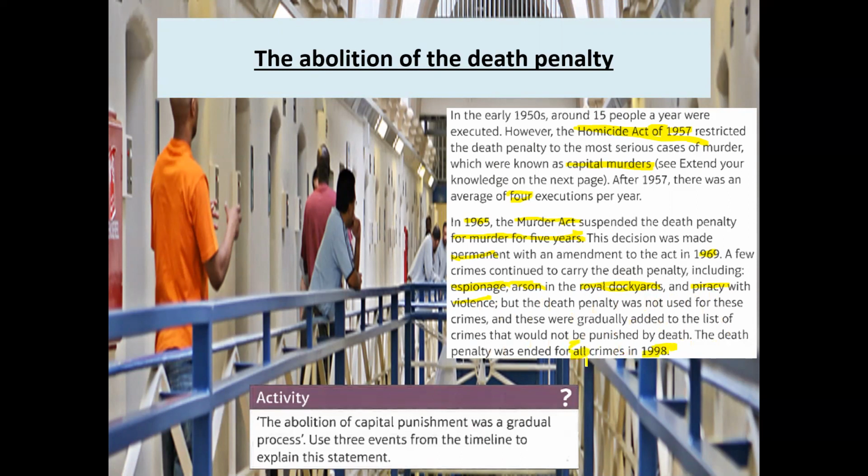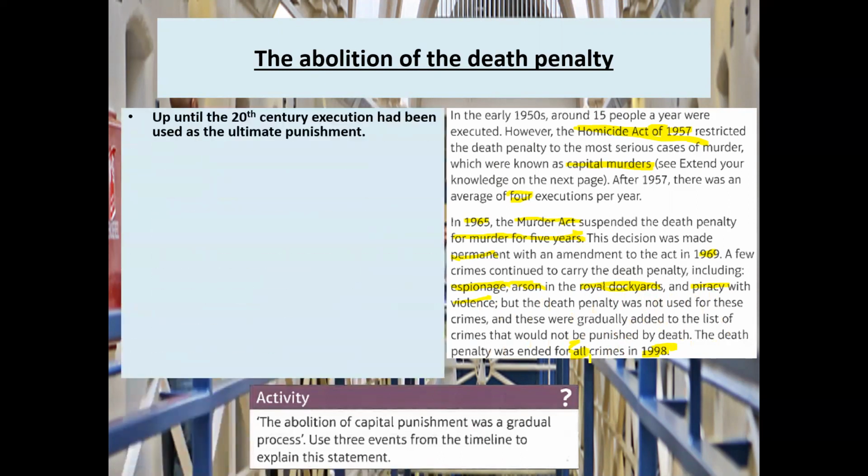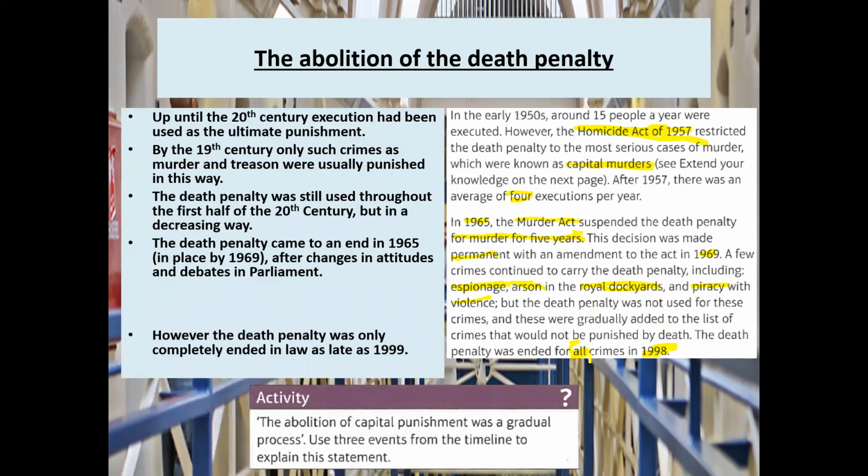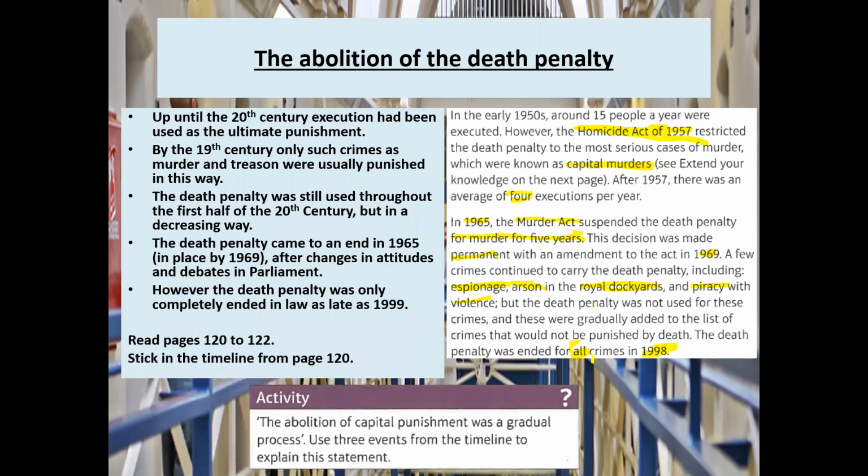I've got a brief activity for you here. First of all, read through pages 120 and 121. As I say, get that timeline written at the top of your book. Have a quick read through this, and then complete this activity down here. Pause the video and then come back when you're ready.